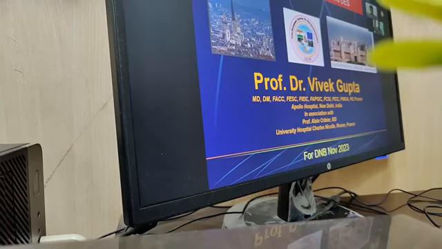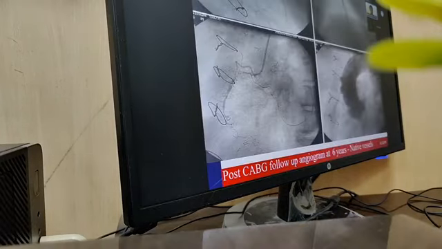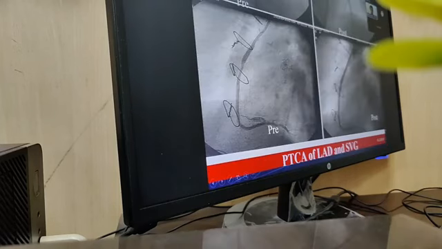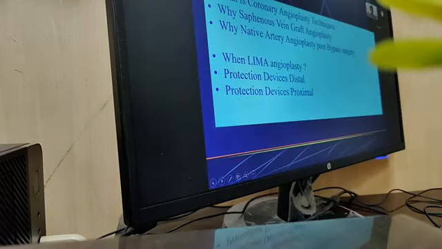So what I'll talk about is saphenous vein graft angioplasty, current indication, future directions, and what is the role of protection devices and drug-eluting stents. So this is the patient example, if you can see, this is the bypass patient, native vessel. And when you see the saphenous vein graft, they look different. Few are occluded, for example, and few are not occluded. So this is how we do coronary angiography in such patients.